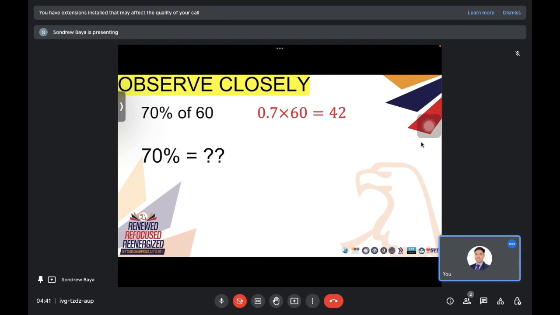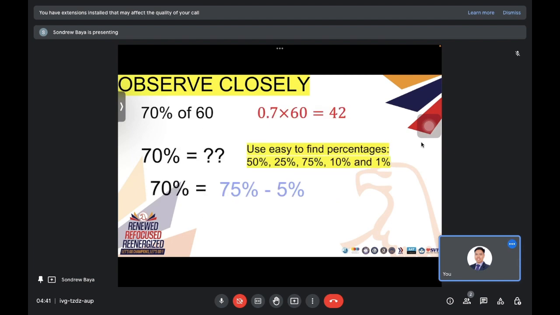Or another way to get 70%, it's 75% minus 5%. Okay? Now, 5% is not part of this. True. But take note, 5% is just half of 10%. Therefore, once we get 10%, we can get half of it, and that's 5%. So 75%, that's 3/4. Remember the process? Get 1/4 first, divide by 4 first, then multiply by 3. So get 1/4 of this, divide by 4. This is 15 times 3, 45. So therefore, 75% is 45.